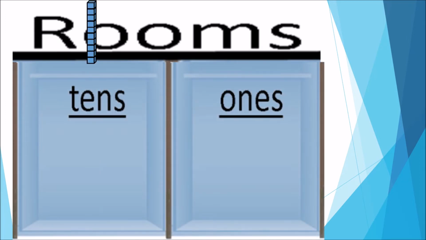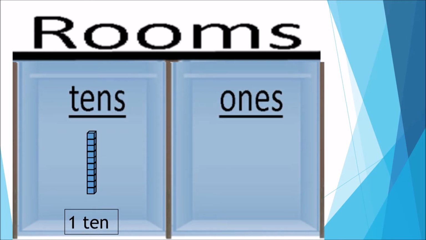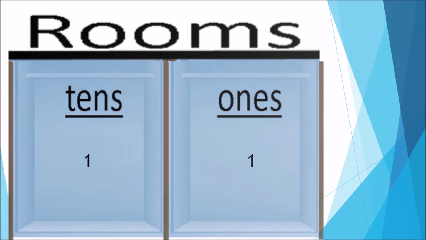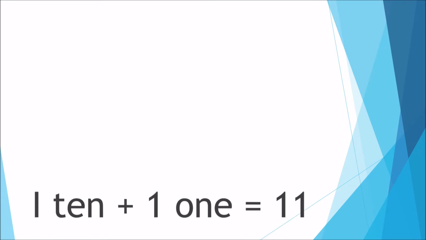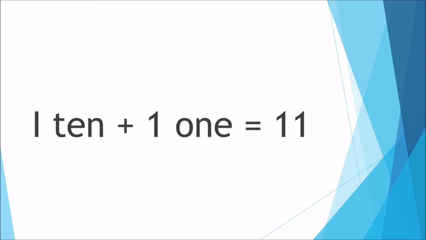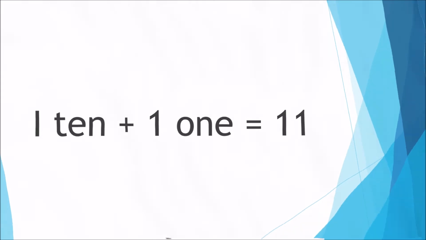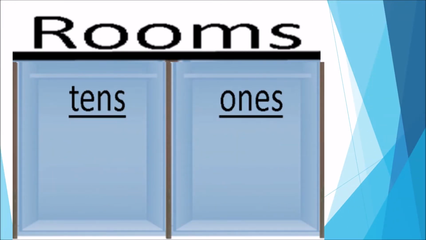Now let's continue. We are putting 1 ten in the tens room and 1 one in the ones room. Those are the blocks. Now we will put the digits. Yes, the 1 would go in the tens and 1 would go in the ones. And then we would see what number that gives us. Remember, 1 digit in each room. 1 ten plus 1 one equals 11. Very good. So 1 ten plus 1 one gives us 11. Let's continue and move on.